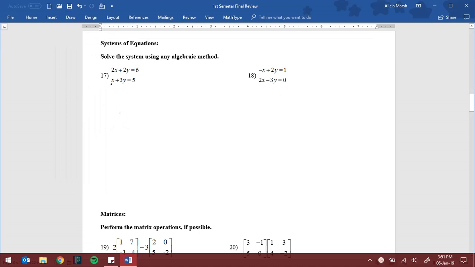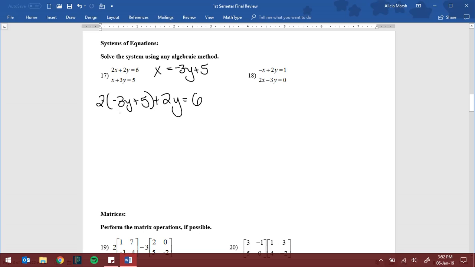There we go. So you can do any algebraic method. For this one, I'm going to do substitution. I'm going to take this bottom equation and solve it for a variable, which would be x equals negative 3y plus 5. And then I want to substitute this for x into the top equation. So 2 times (negative 3y plus 5) plus 2y is equal to 6.